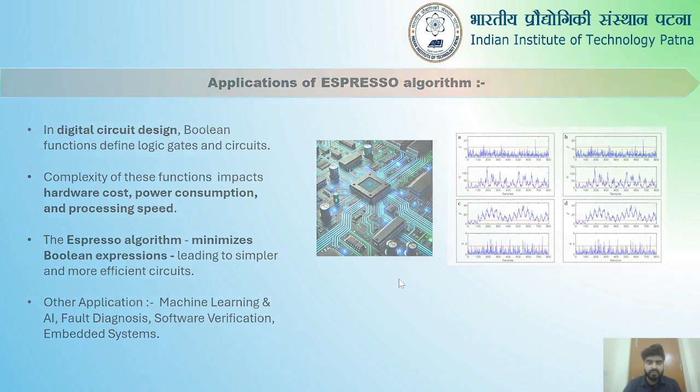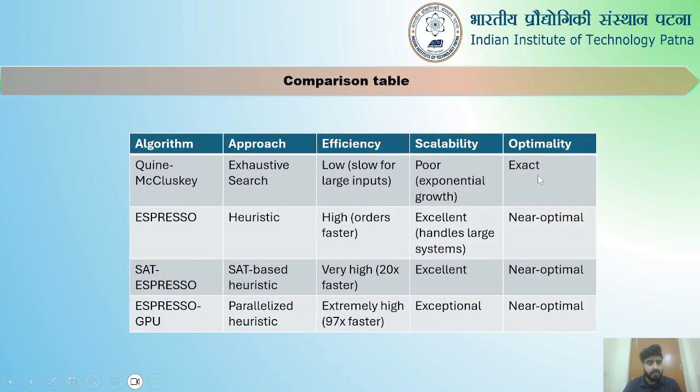And the next one is a comparison between the four literature reviews that I covered recently. So the approach of Quine-McCluskey is exhaustive search, and its efficiency is low, slow for large inputs, and its scalability is poor, that is, exponential growth, and it is optimally exact.